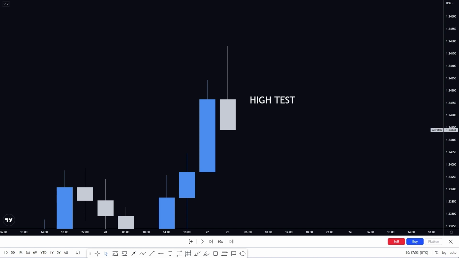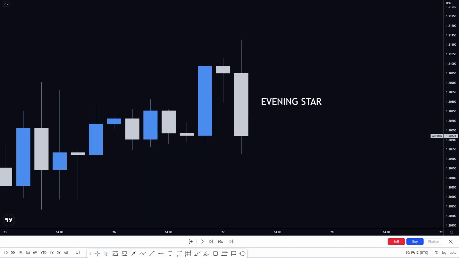So this is the high test candle, and now we're going to be moving on to the evening star. Here you can see that we have an evening star formation. This isn't quite an evening star doji because the candle in the middle isn't quite a complete flat doji candle, but we do still have all three elements that we need to class this as an evening star.